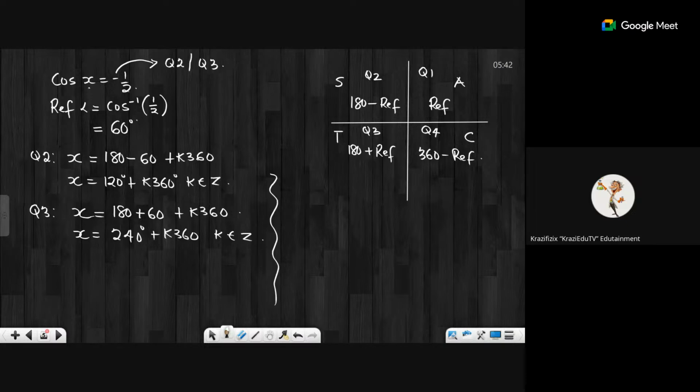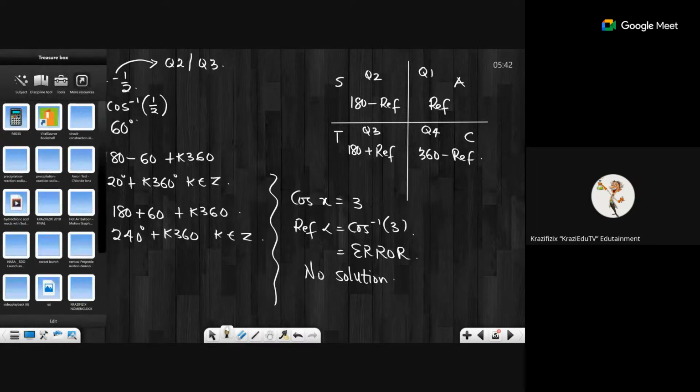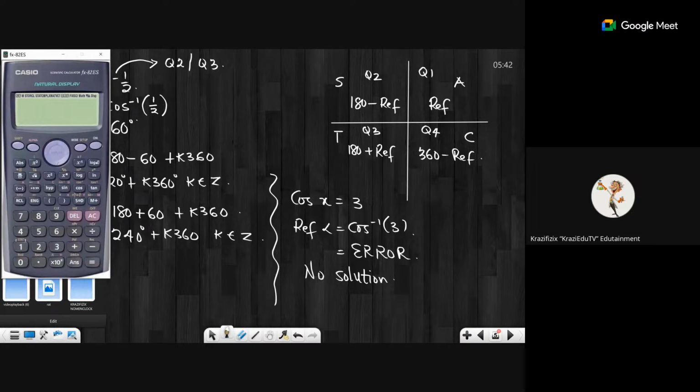I want to show you the other one. Cos x equals 3. Check. What is your reference angle? You would see that this would give you an error. If you look at graphs, I'll give you that list again because they are connected. Our solution is basically solving. Check shift cos of 3. It must give an error because it goes past the maximum value of cos. All right, that's done. Let's go for another one.